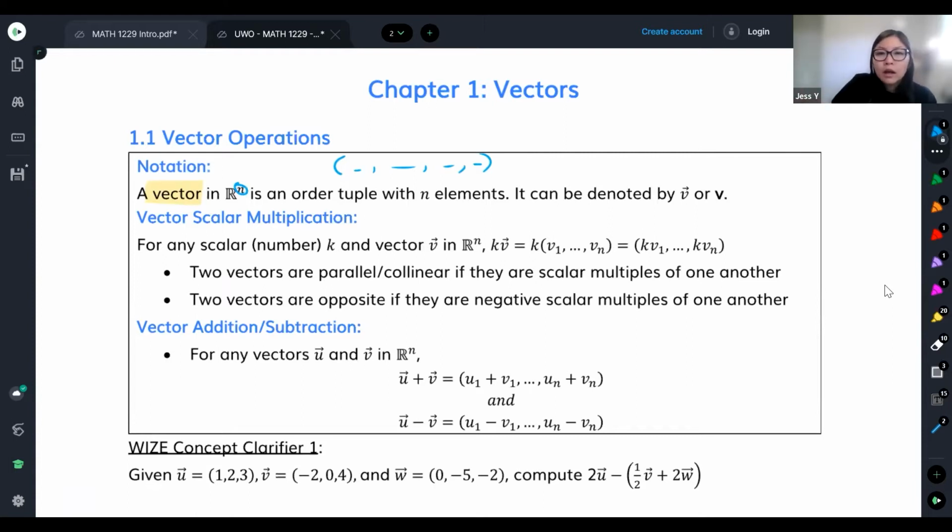In this course, it depends on your prof. Some profs will write it with a V with an arrow on top, but for the most part, on the exam and so on, you're going to see a bolded letter. Okay, that's how they represent a vector. And then what can we do with vectors?